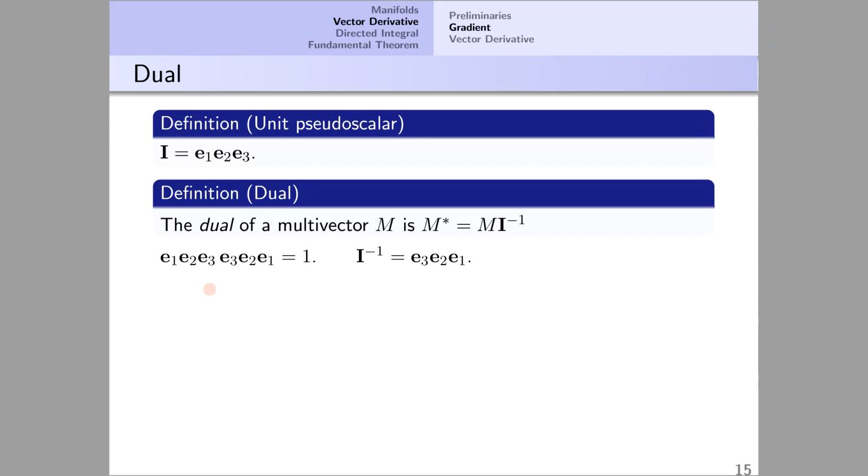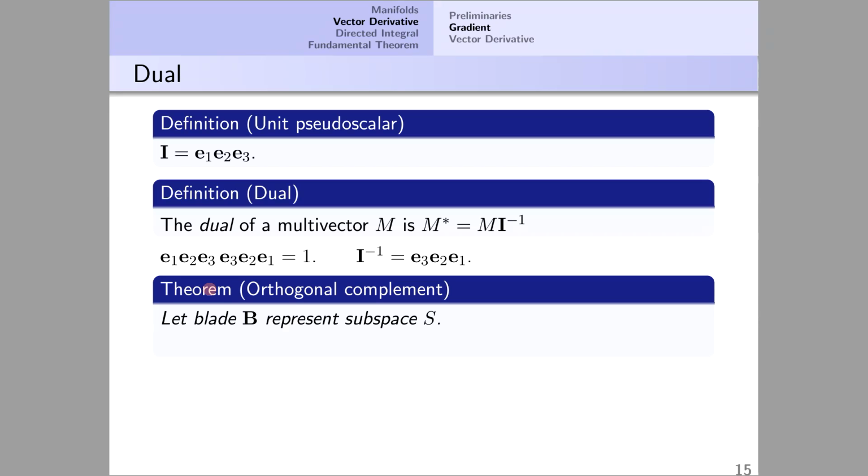Okay, we're ready for the geometric interpretation of this dual. And here it is. I have a blade B, which represents a certain subspace S. We know that blades represent subspaces. Then B star, the dual of B, represents the orthogonal complement of S.